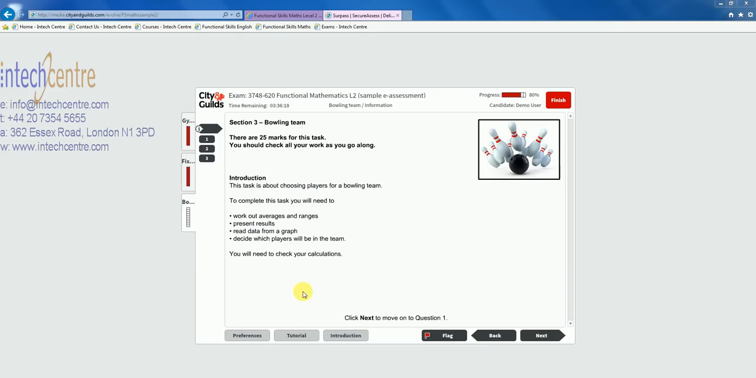So this is section 3. This is the bowling team task. There are 25 marks for this task. You should check all your work as you go along. Introduction. This task is about choosing players for a bowling team. To complete this task, you will need to work out the averages and ranges, present results, read data from a graph, decide which players will be in the team. You'll need to check your calculations.